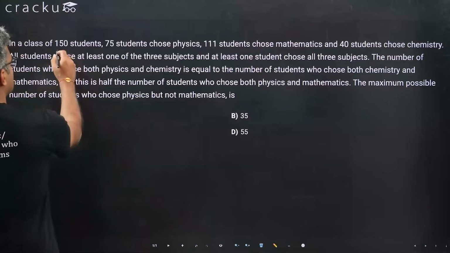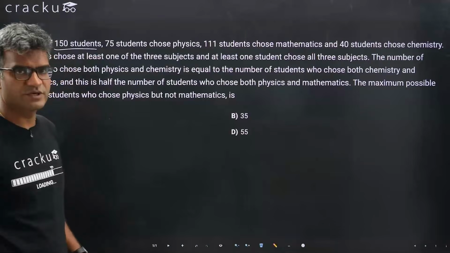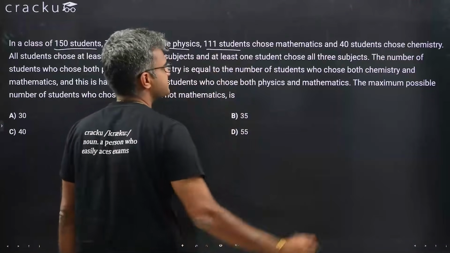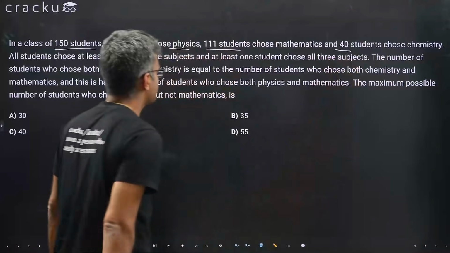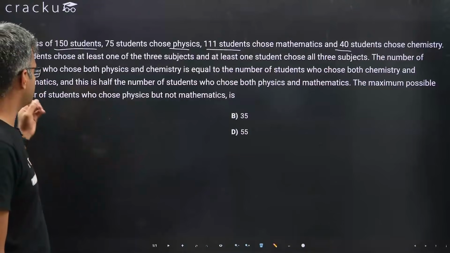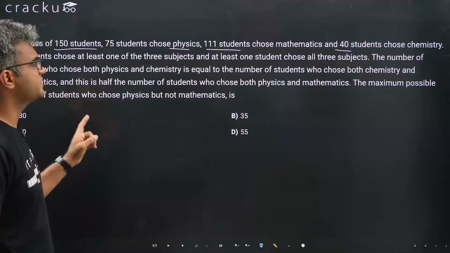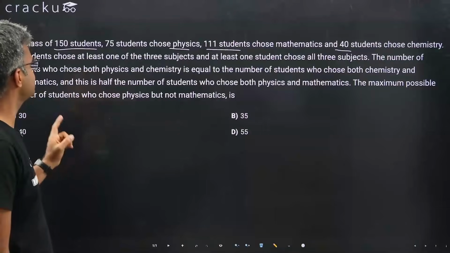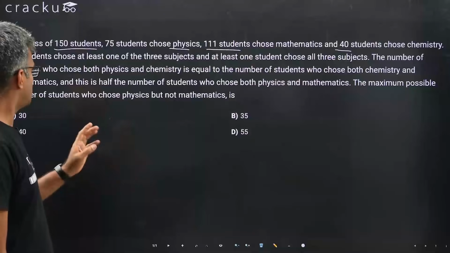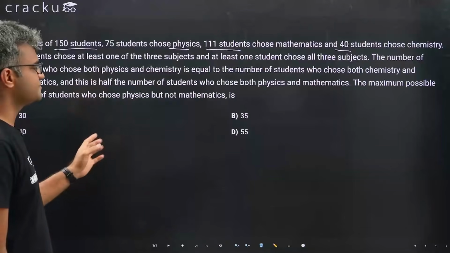In this question, we are told that there is a class of 150 students. Now, 75 students chose physics, 111 students chose maths, and 40 students chose chemistry. Now, at least one student chose all the three subjects, and the number of students who chose physics and chemistry is equal to the number of students who chose chemistry and maths is equal to half the number of students who chose physics and maths. What is the maximum possible number of students who chose physics but not maths?